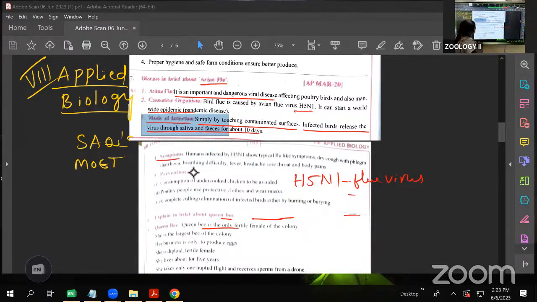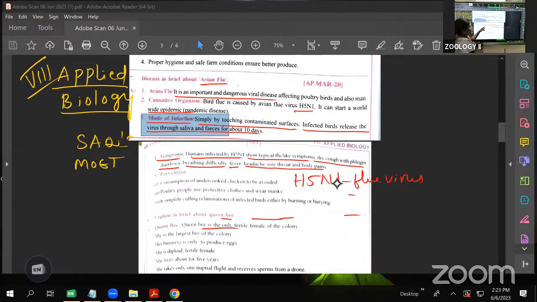Next, what are the symptoms? Humans infected by the H5N1 virus show typical flu-like symptoms. Flu means something like a cold, but not exactly. We get dry cough with phlegm, meaning cough with a gelatinous substance coming out, and diarrhea, loose motions. Breathing difficulty, fever, headache, and throat and body pains will occur.